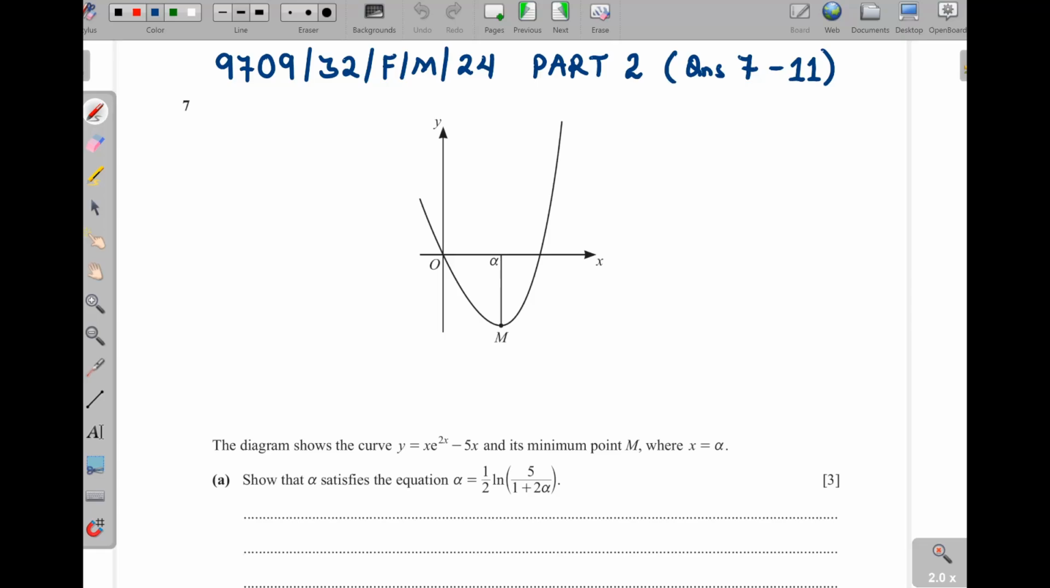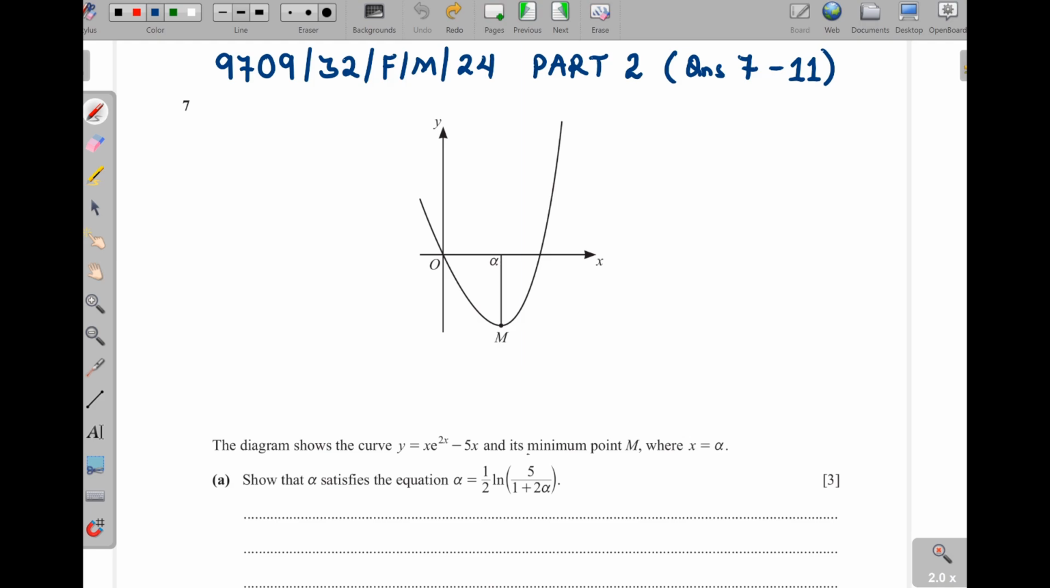Part 2, this is for questions 7 to 11. Question 7, the diagram shows the curve, this one here, and its minimum point, M, where x is equal to alpha. Show that alpha satisfies this equation. Now we can see alpha again expressed in terms of alpha. That means the only way we can solve such an equation is using numerical methods. So the next parts of the question expect numerical solutions.